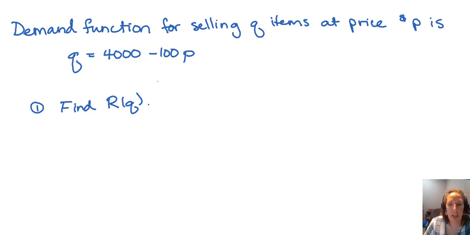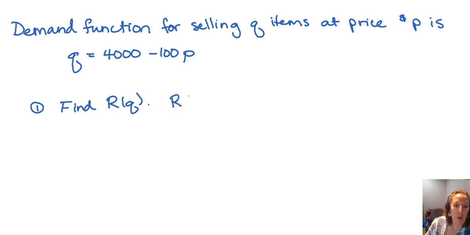Hello. In this video we're going to look at some applications of derivatives. If we have a demand function that gives us how many items, Q items, that we will sell at a price of P dollars, given by Q equals 4,000 minus 100P. Part A wants us to find our revenue function R of Q.